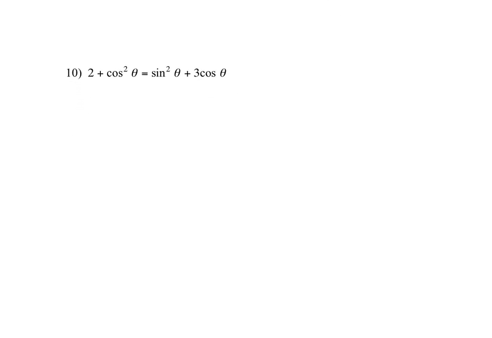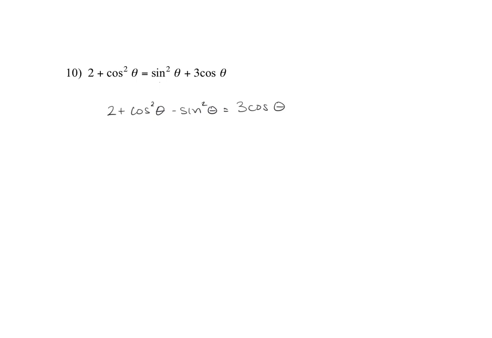Question 10. Okay. So I'm going to subtract this sine squared over to the left. So 2 plus cosine squared minus sine squared. And it's helpful to have the trigonometric expressions sometimes. Sometimes it's helpful that they're all the same trigonometric function. Here we have cosine and sine.